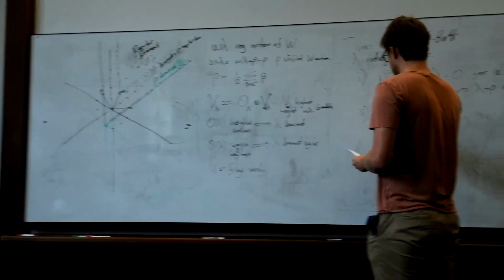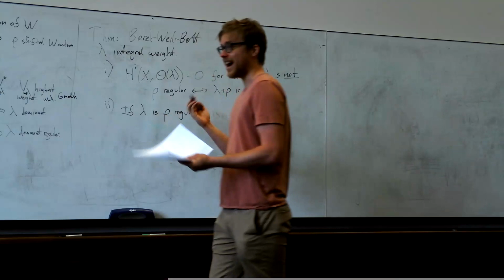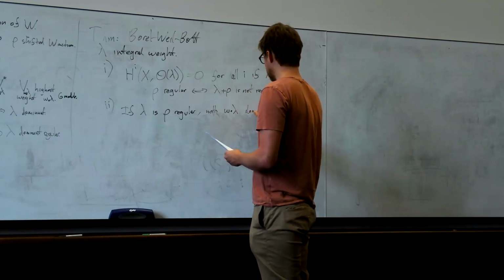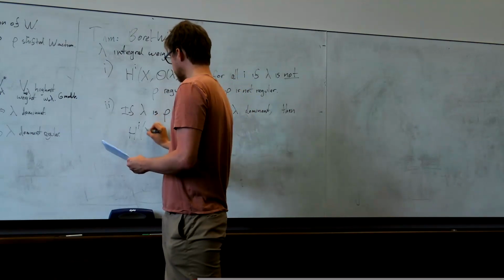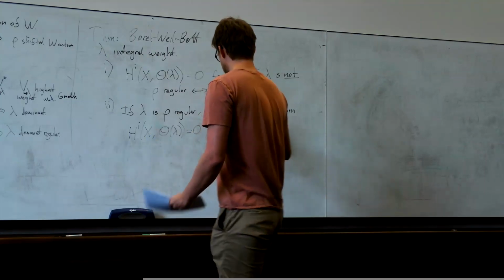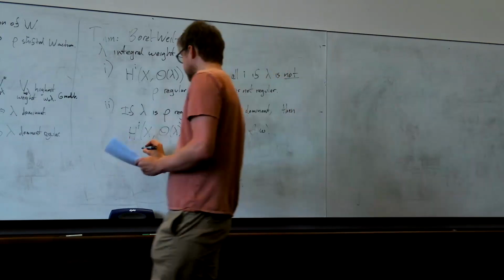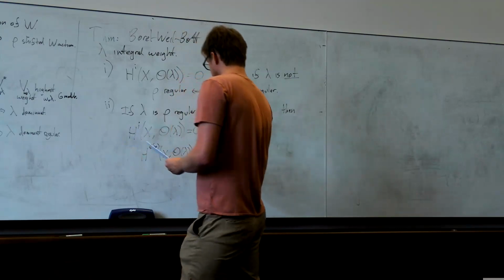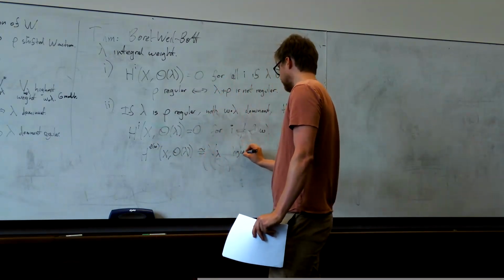Okay. And then if lambda is rho regular, in other words, the other case with w dot lambda dominant, then H^i of lambda is 0 for i not equal to the length of w. So in other words, it vanishes almost everywhere. And H^{length w} is a nice little tool. Right. The highest weight.